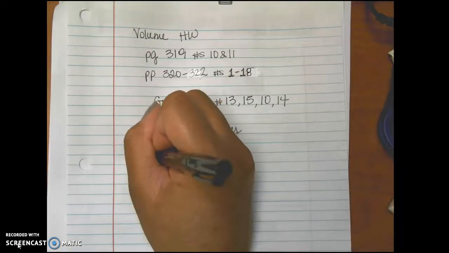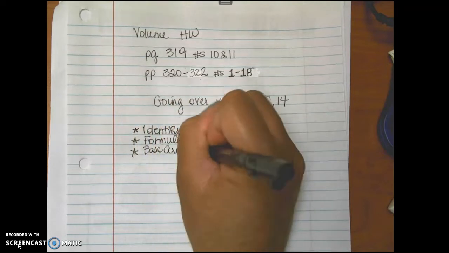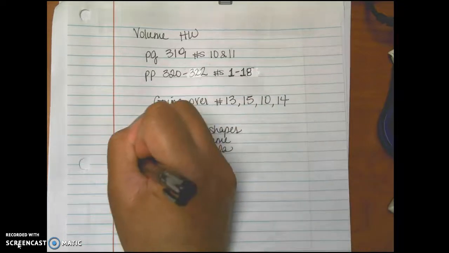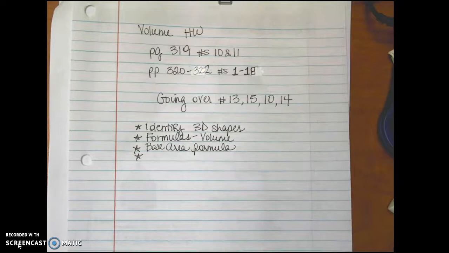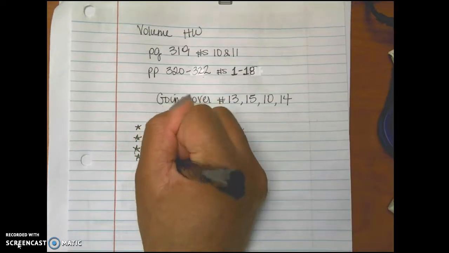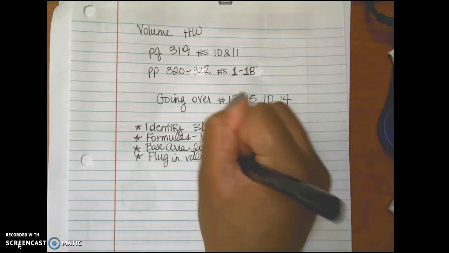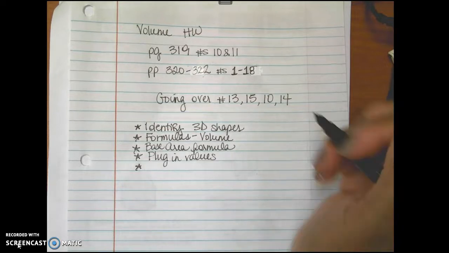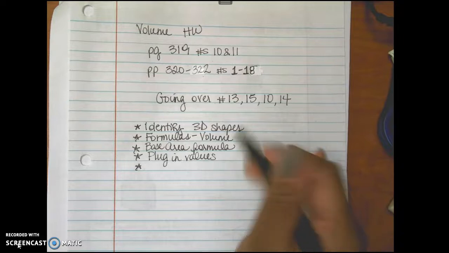Okay, so I need my base area formula. Fourth step: plug in values. That means take out what and put in what? Take out the letters and put in numbers. Good. And then the last step is to solve.